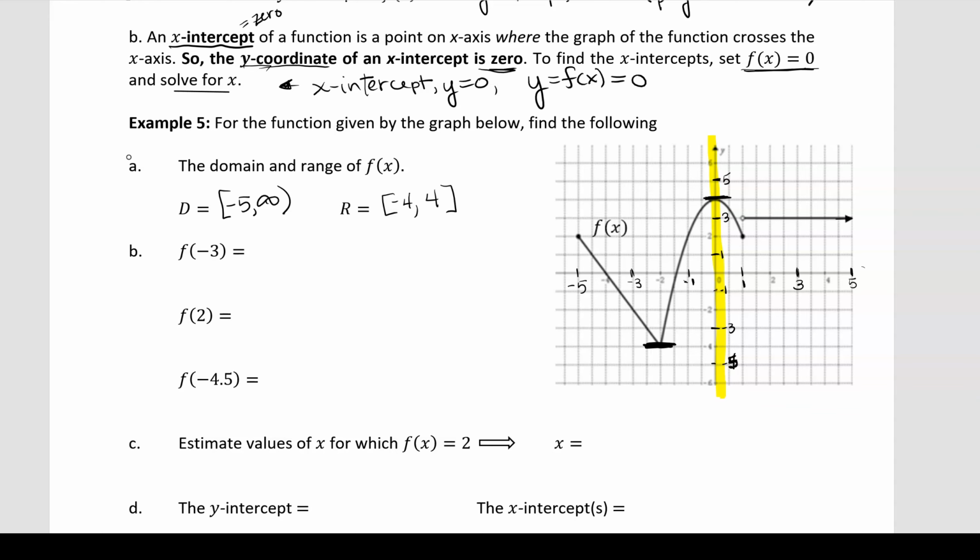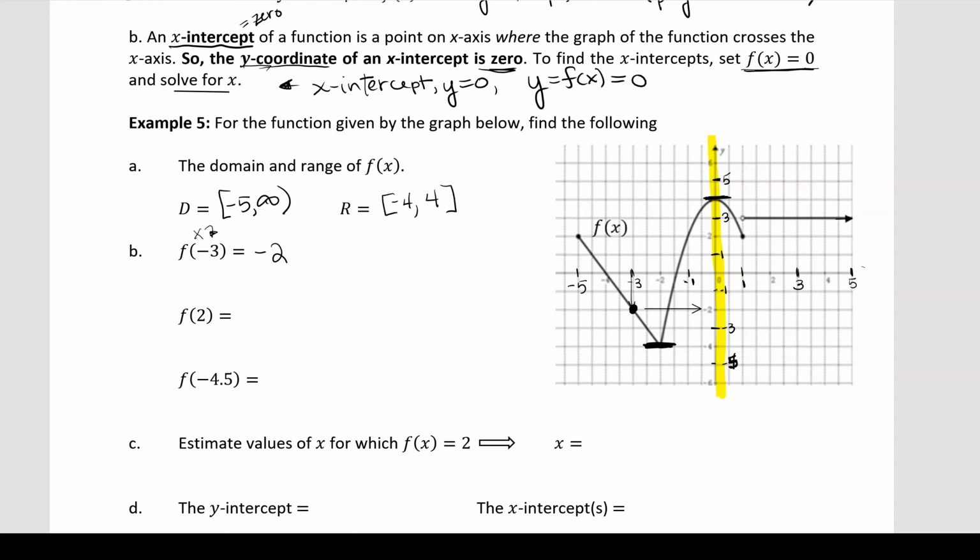Now, evaluating these points, f of -3, this is an x value. X equals -3. So we go to -3 on the x-axis, and then we drop down to the function, and it intersects the function right there, and we trace it back to the y-axis, and that happens at -2.